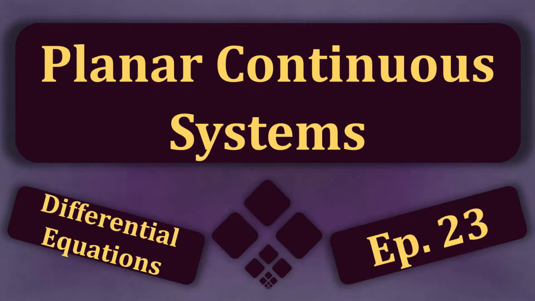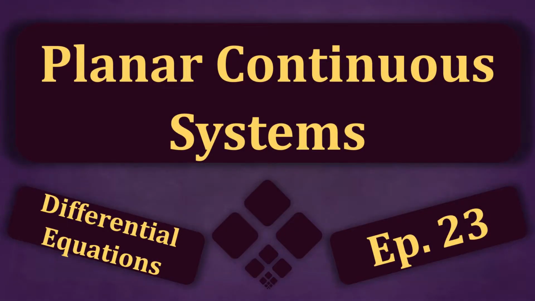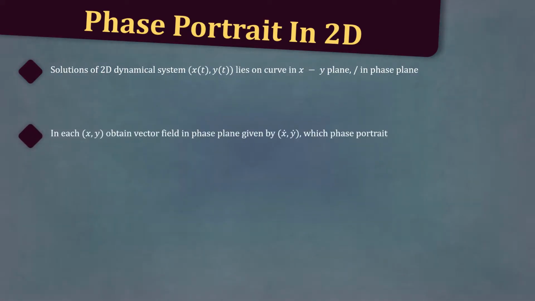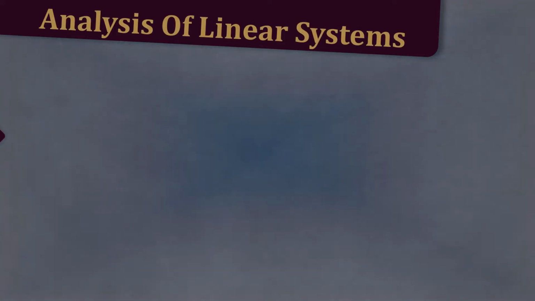Hello everyone, let's discuss planar continuous systems, also known as 2D flows. First, let's discuss the phase portrait in 2D. The solutions of a 2D dynamical system, x of t, y of t, lie on a curve in the xy plane, also known as the phase plane. At each xy, we obtain a vector field in the phase plane given by x dot, y dot, which is called the phase portrait. Now, let's discuss the analysis of linear systems.